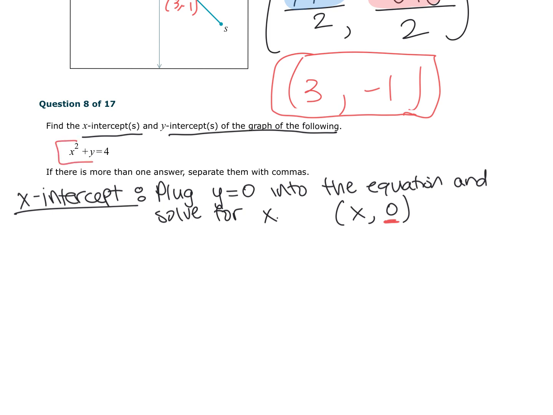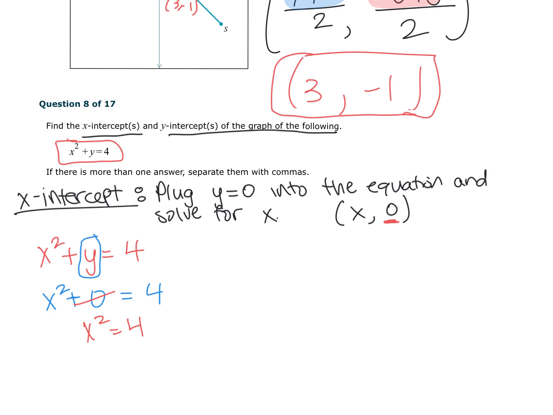And so we're going to take our equation here, which is x squared plus y equals 4. And we're going to plug 0 in for y. So this y right here, I'm about to replace with a 0. And I'm going to solve. So I get x squared plus 0 equals 4. And then x squared plus 0 is just, the 0 is basically gone. So I get x squared equals 4. And then to solve this, how do you think I could undo a square?